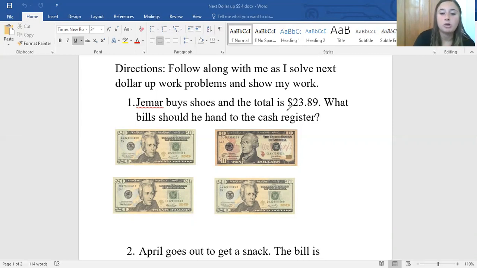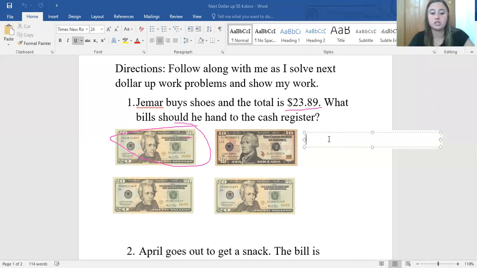So problem 1, Jamar buys shoes and the total is $23.89. What bills should he hand to the cashier? So if your total is greater than the largest bill that you have, which in this case it is, the largest bill that I have is a 20, and my total is 23, and 23 is greater than 20, then you want to start with your biggest bill. So if I do some subtraction, 23.89 minus 20, I still have $3.89 left that I need to cover.